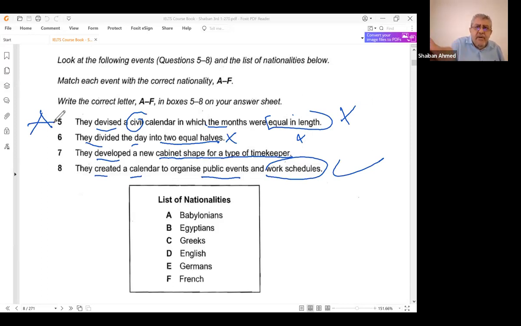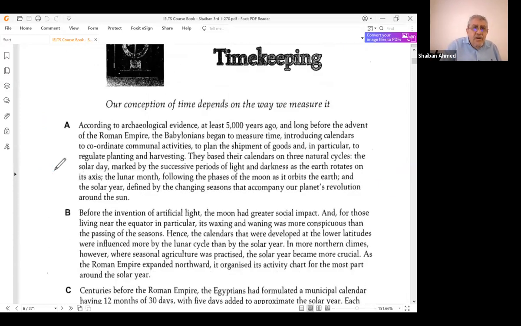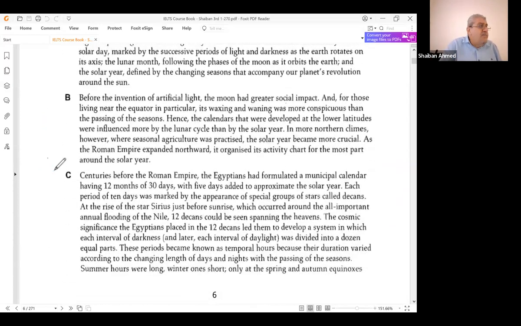Sorry, my mistake. Inshallah we won't make this stupid mistake in the exam. So number 8 is A. Now we do the same for Egyptians. Egyptians, paragraph, the next one. We finished with Babylonians. Now Egyptians. It took us maybe two minutes.